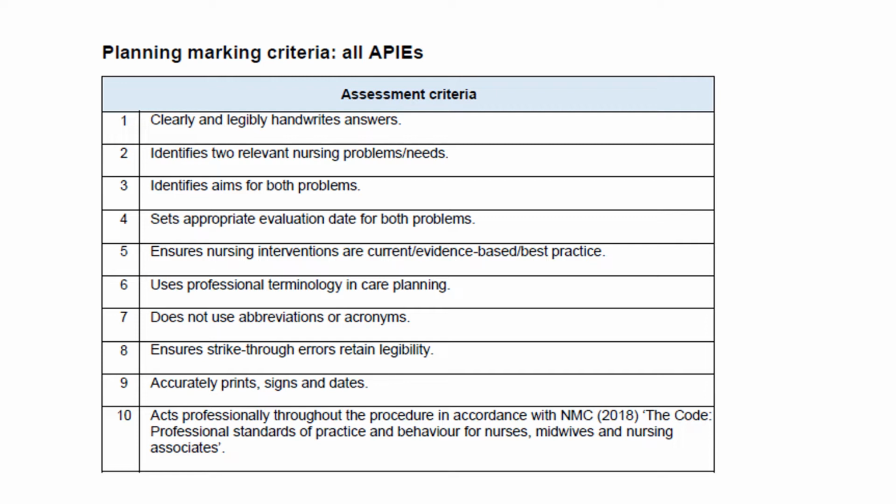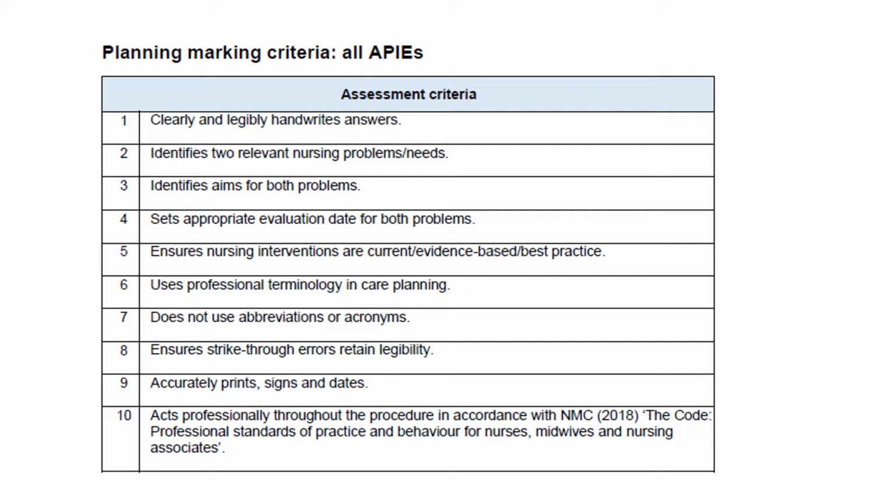Fifth is ensure nursing interventions are current, evidence-based or best practice. So whatever intervention you are writing, it should be current and it should be evidence-based and it should be the best practice. 6 is uses professional terminology in care planning. So this is a silent station and there is no involvement of the patient, or you don't have to talk to the patient. So you can use the professional terminology or medical terminology.